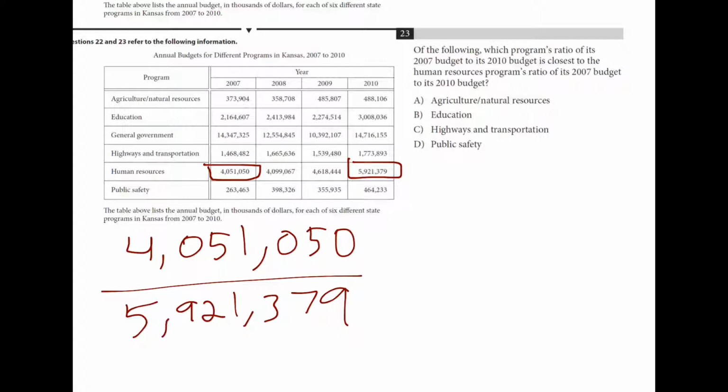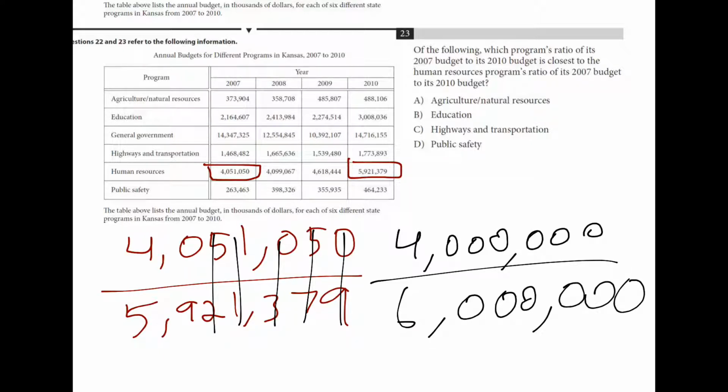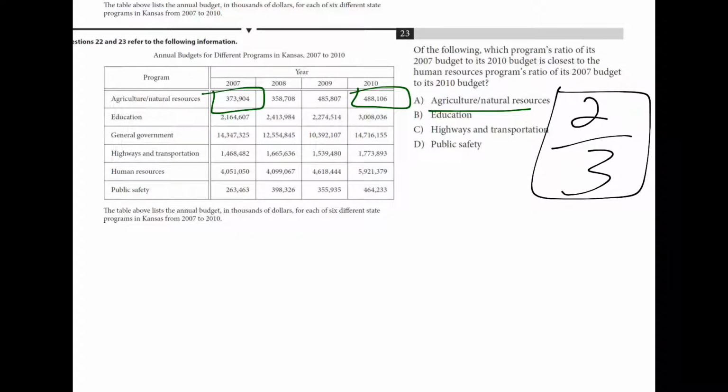And we can almost ignore most of these numbers as they are not particularly significant digits. And I'm going to think of this as 4 million over 5,900,000, which is really close to 4 million over 6 million, which I can reduce to a ratio of 2/3. So if I compare agricultural/natural resources budget ratio, I'm taking 373,000 divided by 488,000, which is not 2/3.